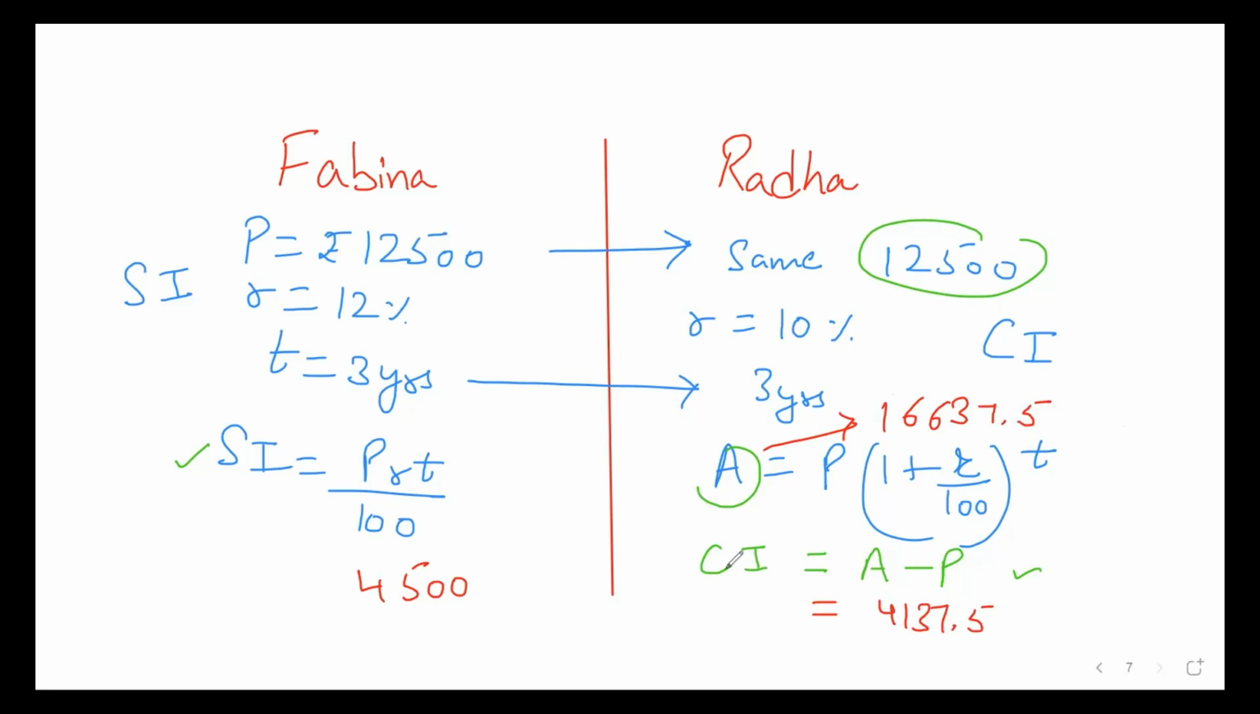So who pays more interest? You can easily check. It's 4500, it's 4137.5. So Fabina pays more interest. By how much? For that you just need to subtract, like 4500 minus this 4137.5. So that would give you the answer of how much more Fabina is paying. So this way you would be able to solve this question number 3, subtract it, and you would get the answer of the more interest.